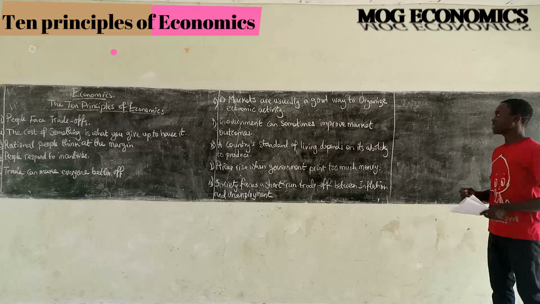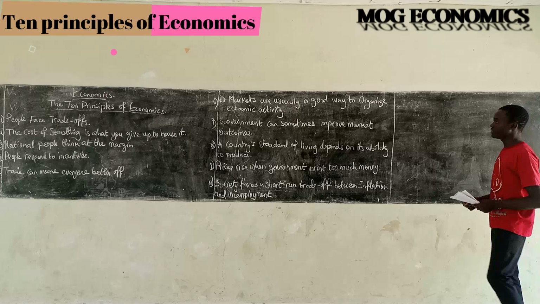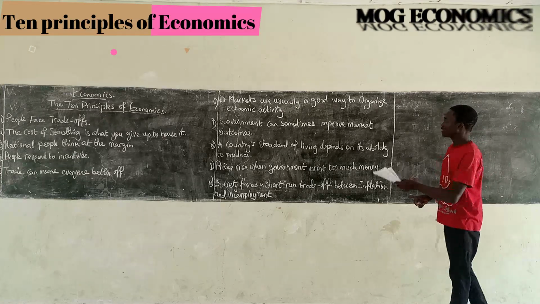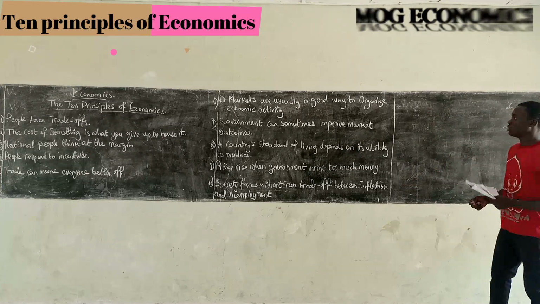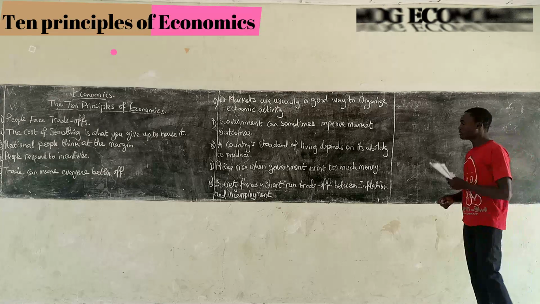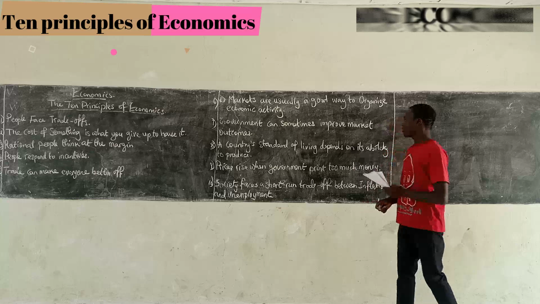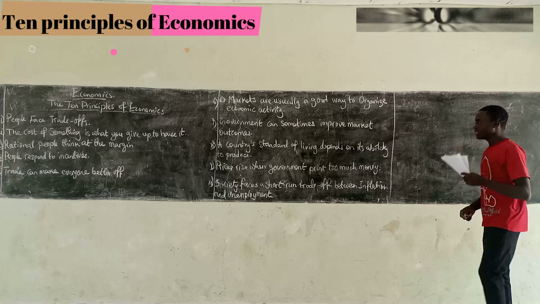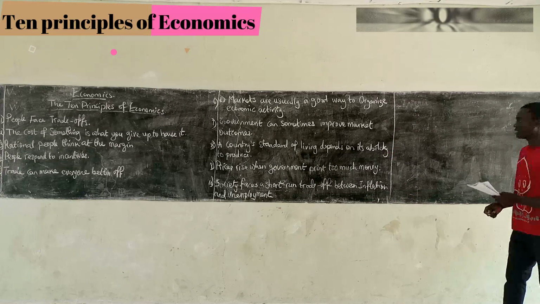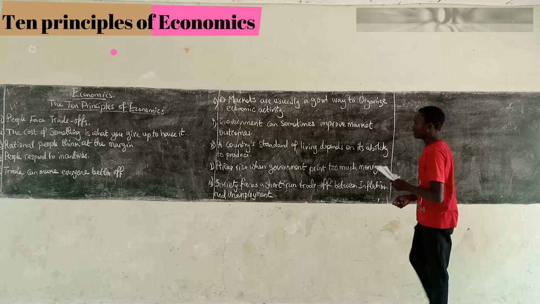Number six, markets are usually a good way to organize economic activity. Number seven, government can sometimes improve market outcomes. Number eight, a country's standard of living depends on its ability to produce. Number nine, prices rise when government prints too much money. And number 10, society faces a short-term trade-off between inflation and unemployment.